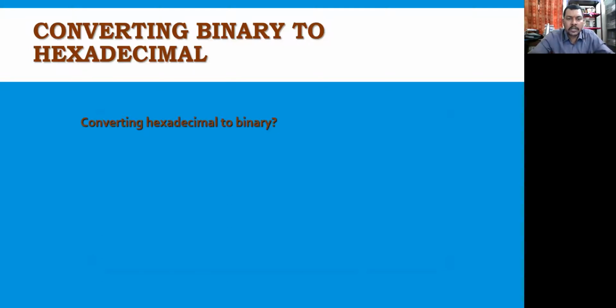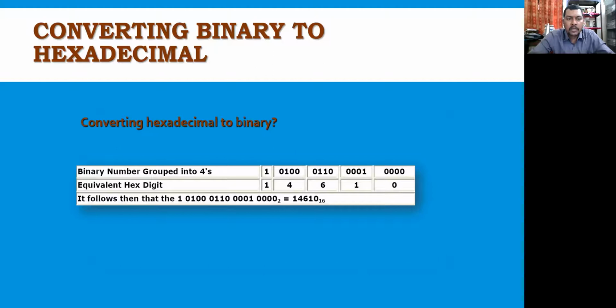So converting a hexadecimal to binary, it's a very simple method. We have to form groups of four, and we have to write the equivalent of that. So binary number to hexadecimal is a little bit easier. We have to divide into groups of 4 bits, and that particular 4-bit group is given a particular code as per the table that we have already made.